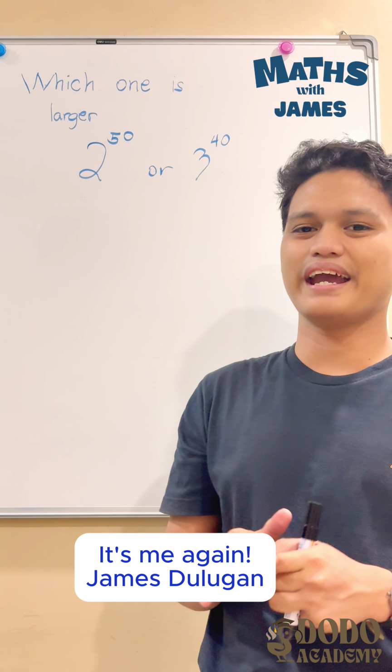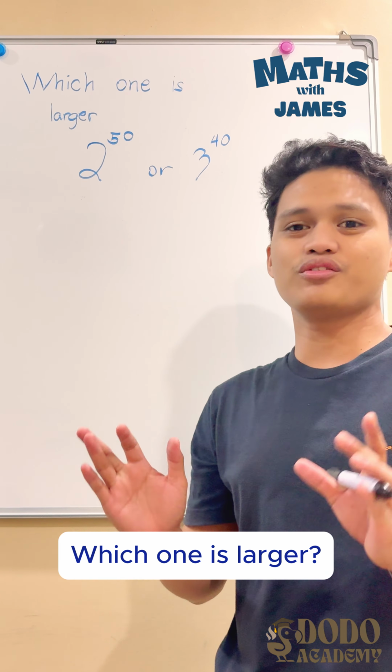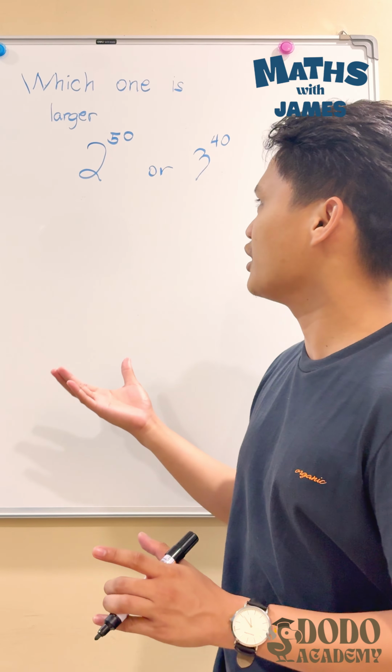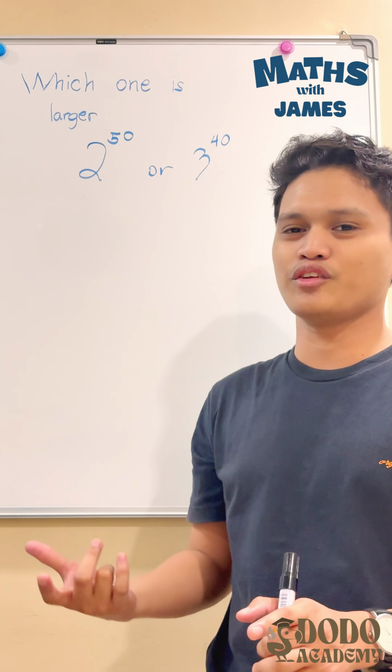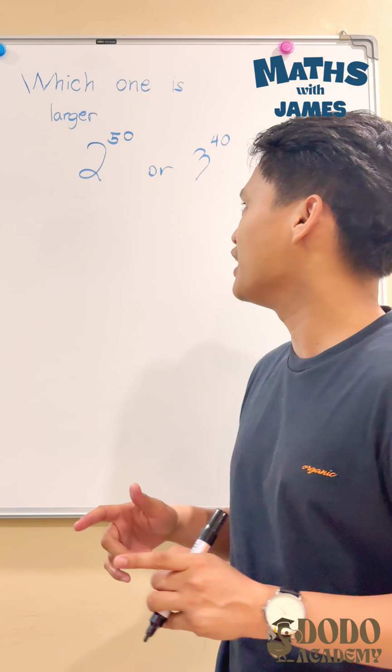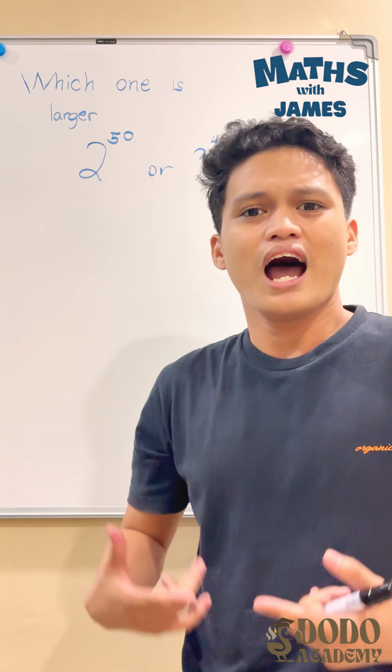2 raised to 50 and we have 3 raised to 40. So which of these two numbers is larger? As we can see, we cannot compare them directly because they have different bases and different exponents. So one thing to do is to compare them with regard to the exponents. But how do we do this?